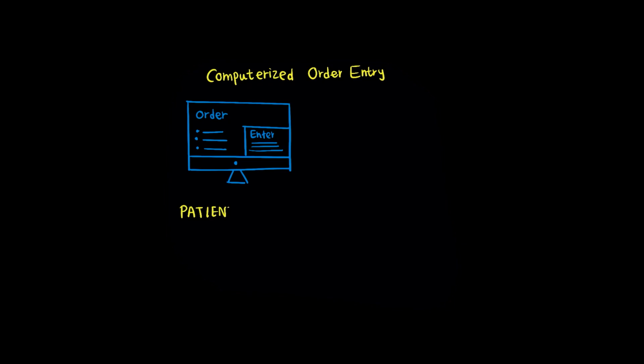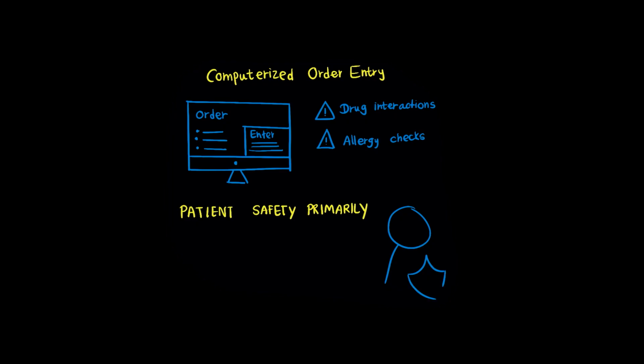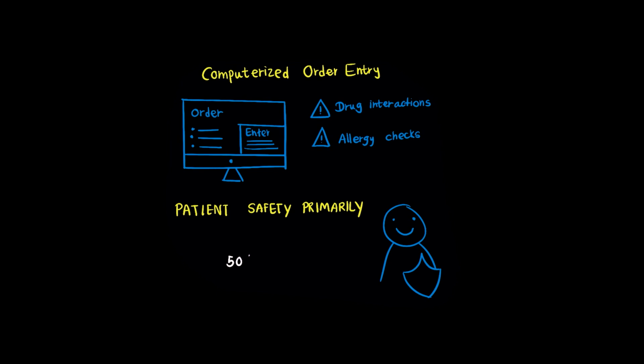CPOE primarily enhances patient safety by reducing medication errors through legible orders, clinical decision support, and automatic checking for drug interactions and allergies. While it may help revenue cycles and documentation speed, the fundamental purpose is preventing errors that could harm patients. The system eliminates handwriting interpretation errors, provides real-time alerts for dangerous drug combinations, and ensures complete orders with all required elements. Studies show CPOE can reduce medication errors by more than 50%, making it a critical patient safety technology.